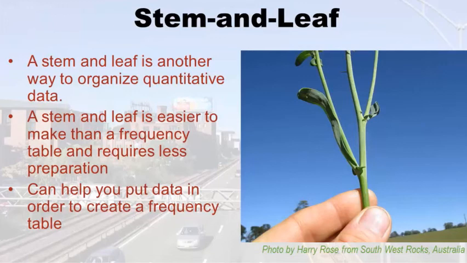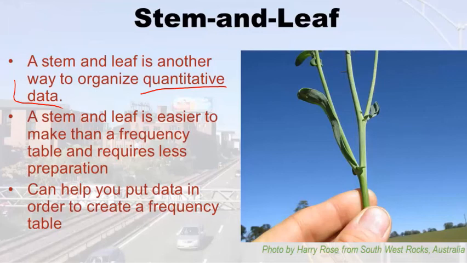Stem and leaf is just another way to organize quantitative data. Quantitative data, numerical measurements, okay? Now, a stem and leaf is definitely a lot easier and quicker to make than a frequency table, and that is because it requires so much less preparation, okay? Frequency tables, remember, we had a couple formulas that we had to go through to figure out some of the different pieces of the frequency table, and of course the relative frequency table as well. So there is some math that you have to do when you're organizing that data. But with the stem and leaf, not so much.